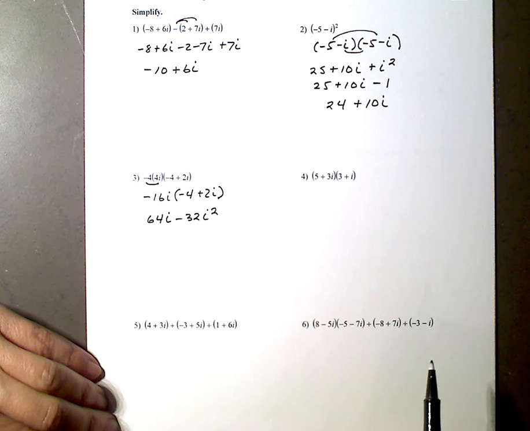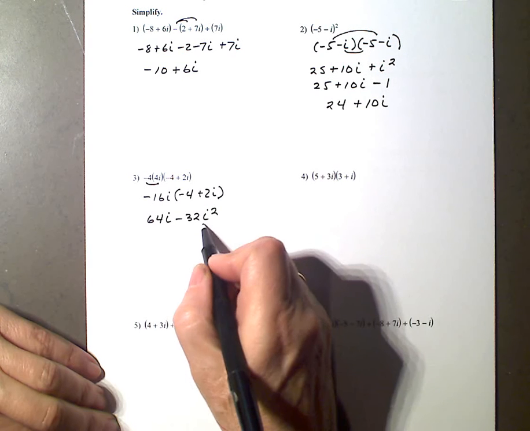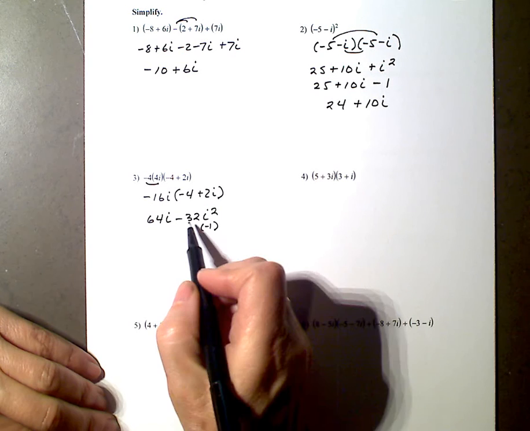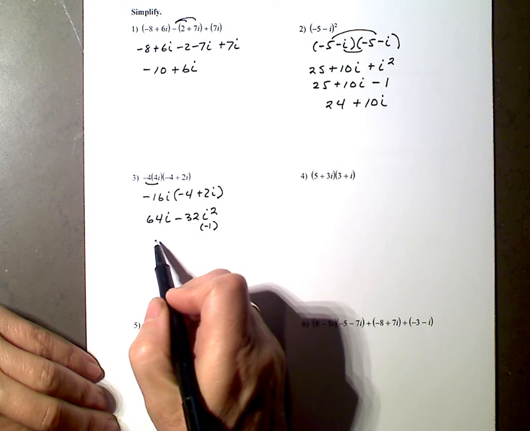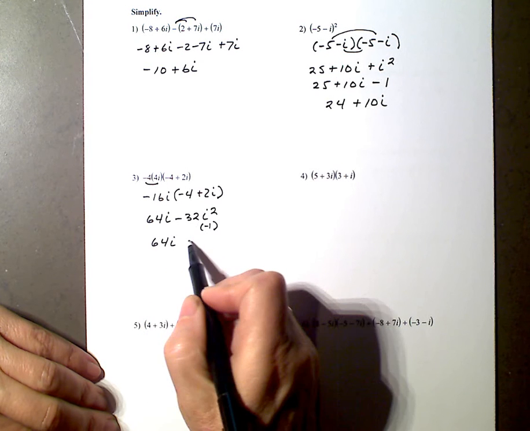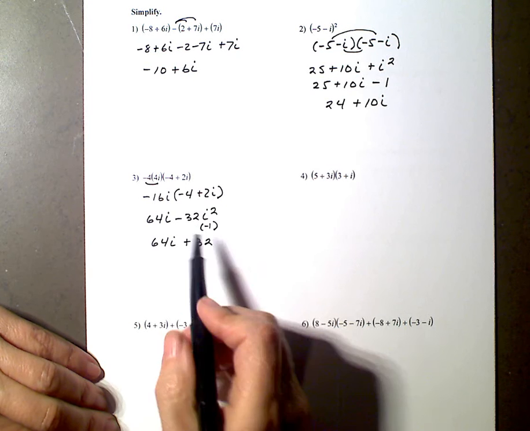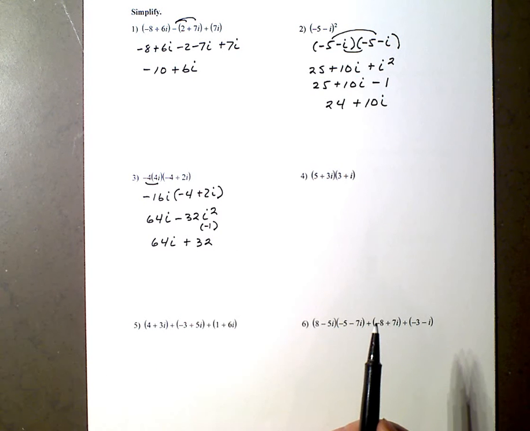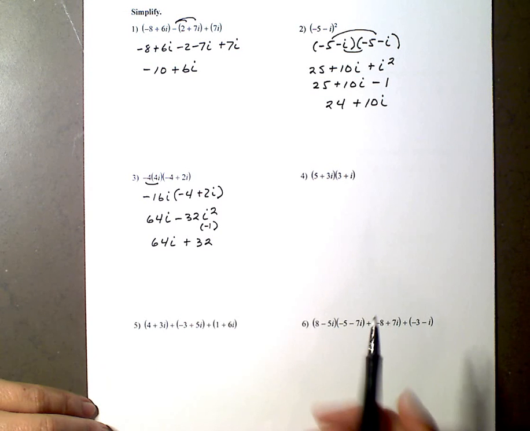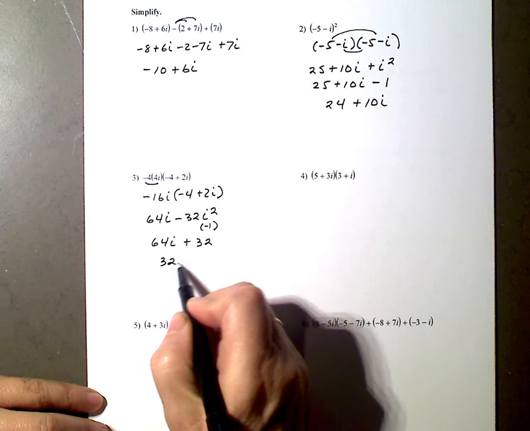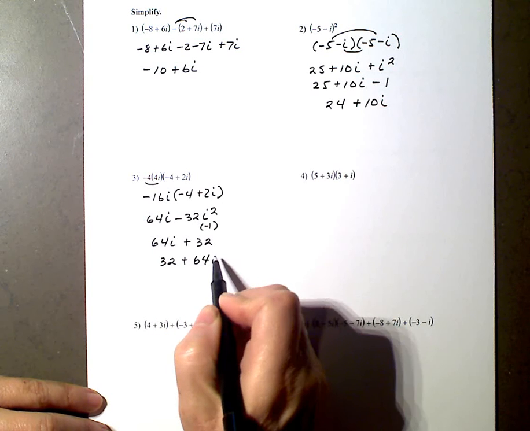So i squared is negative 1, right? So this becomes a positive 32. So it really is 64i plus 32, because it's minus 32 times negative 1. So I'm going to rewrite this as 32 plus 64i.